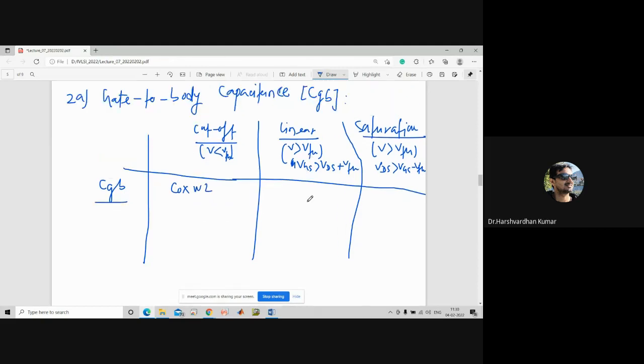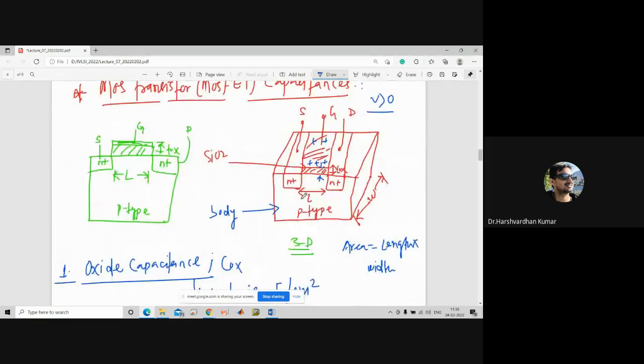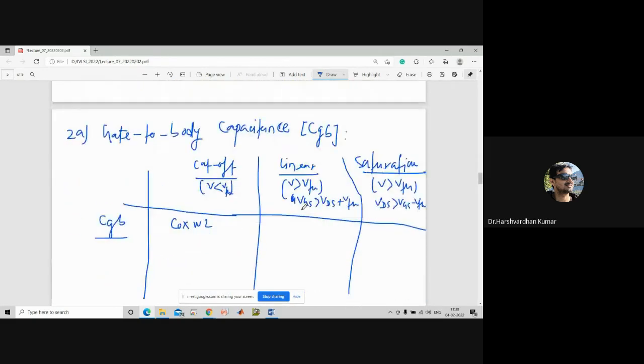What about the linear region? Gate to body. In the linear region, what will be the value of gate to body capacitance? Under the linear region, what will happen? There will be a channel, right? An N-type channel will be here. So there will be no contact of this gate terminal to the body because the channel has been formed. So the capacitance will be 0 here because of the isolation. Similarly for saturation, 0.